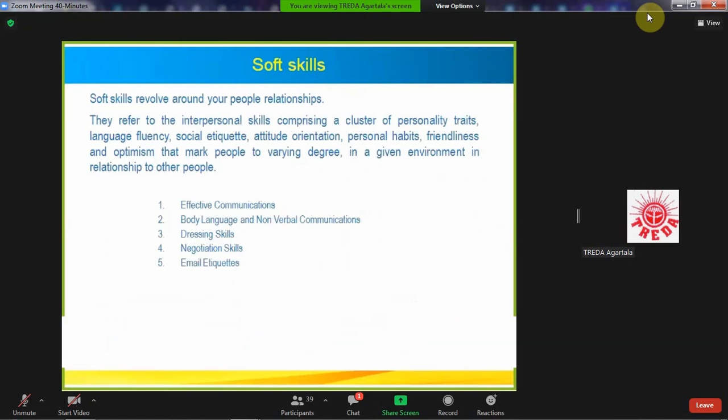These are the things, soft skills, how a developer or an entrepreneur can develop himself. These are the things given here.